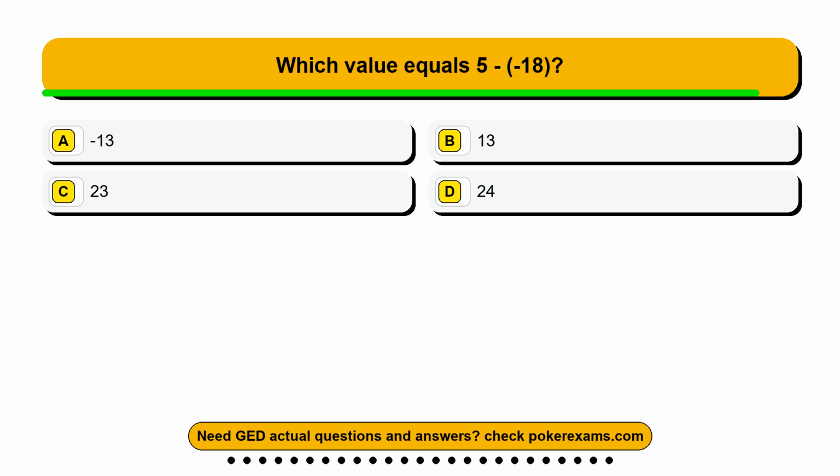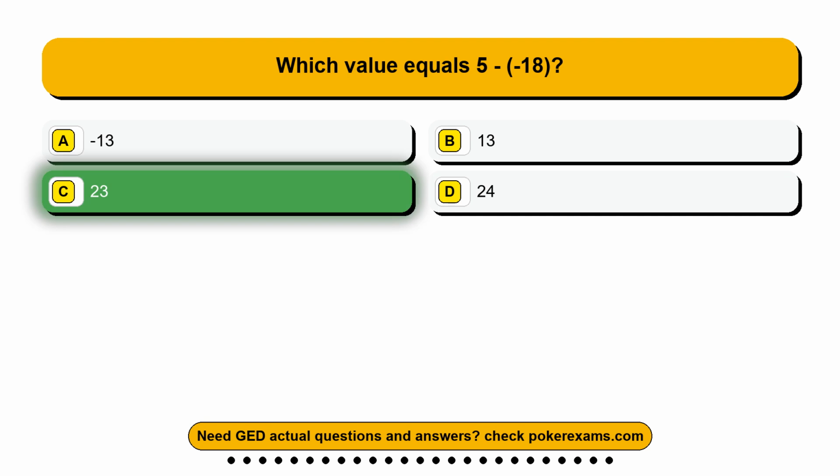Question 2. Which value equals 5 minus 18? Option A, minus 13. Option B, 13. Option C, 23. Option D, 24. The correct answer is option C, 23.